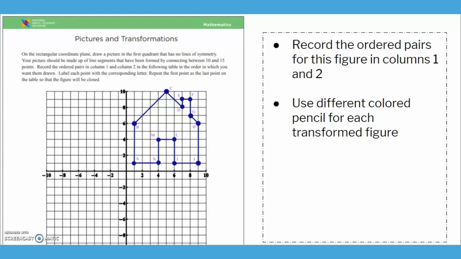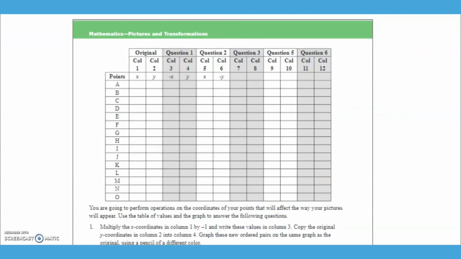And the first thing the students have to do, and it's in the directions on this page, is record the ordered pairs in column 1 and 2. So many times my students don't read the directions and they forget to do that. So you will want to remind them, record those in columns 1 and 2. The other thing is, I recommend using colored pencils as you make your transformations, not only in the figures on this coordinate plane, but when you're recording the ordered pairs. It just makes it easier to make those observations.